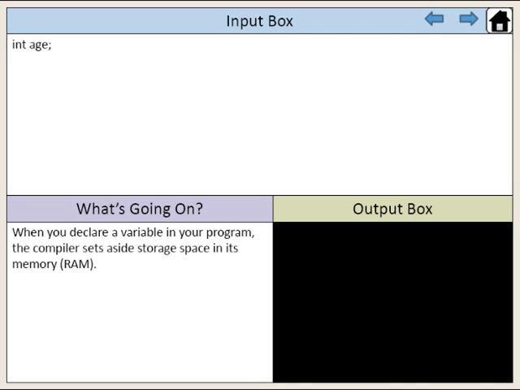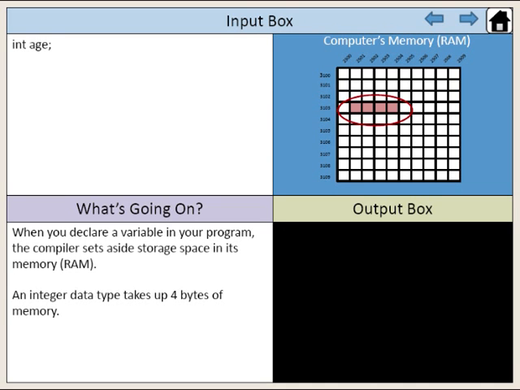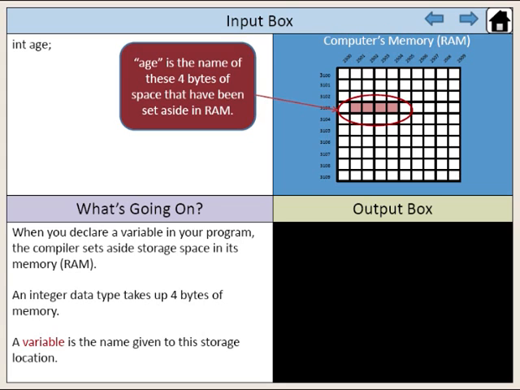When you declare a variable in your program, the compiler sets aside storage space in its memory, often referred to as RAM. An integer data type takes up 4 bytes of memory space. A variable is the name given to this storage location. In this example, age is the name of these 4 bytes of space that have been set aside in RAM.